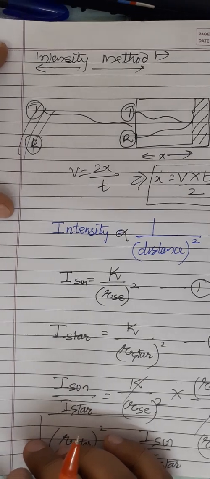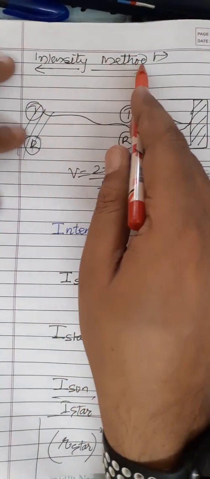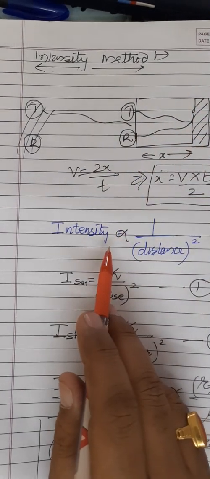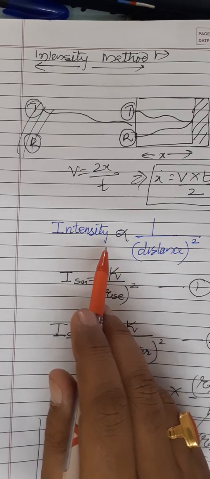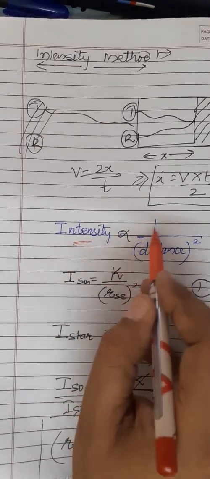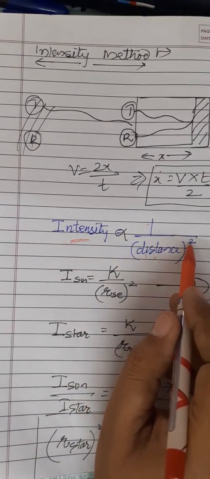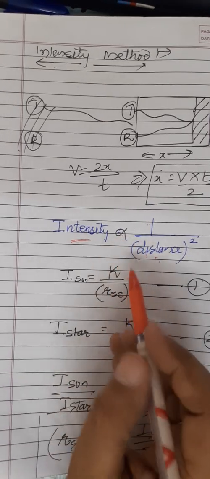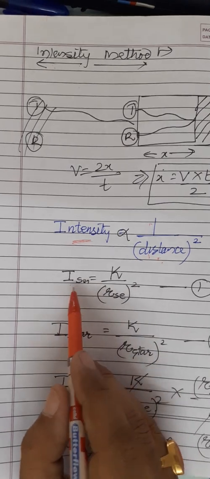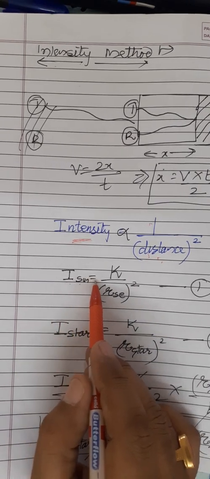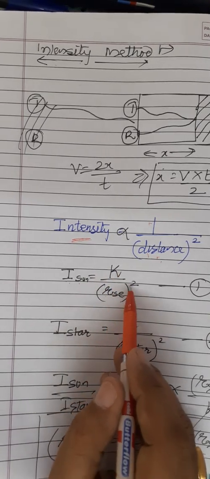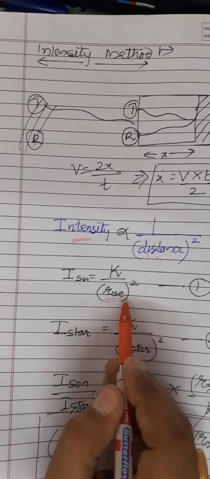Then comes the intensity method. What exactly is the intensity method? We know that to measure the distance of any star from the surface of Earth, the light from the star reaches the surface of Earth, and intensity is inversely proportional to the square of the distance of the star from the surface of Earth. So removing the proportionality, we get the proportionality constant k. Suppose first we take the example of the sun. Intensity of the sun, as a star, is equal to k, the proportionality constant, upon the distance of the sun from Earth squared. This is also known as the astronomical unit.